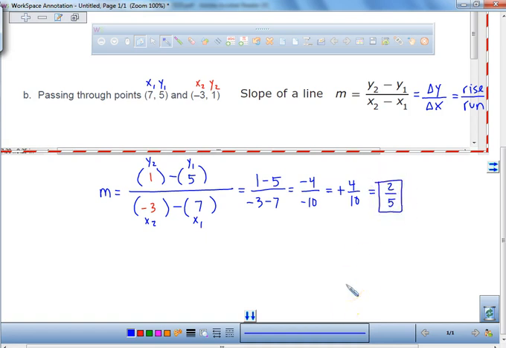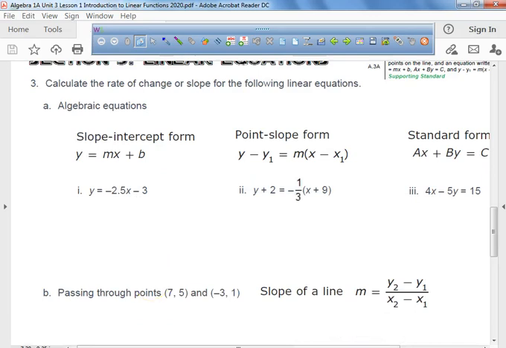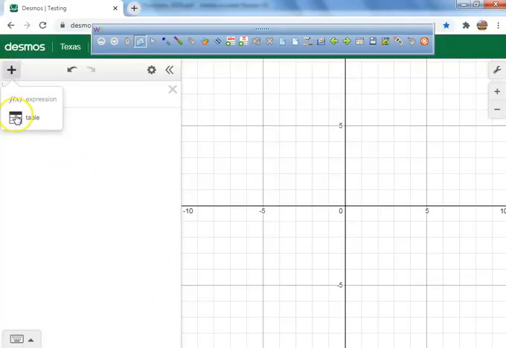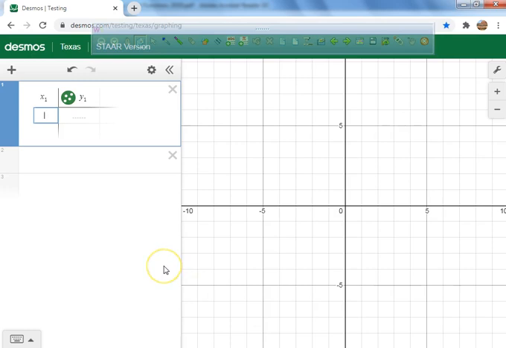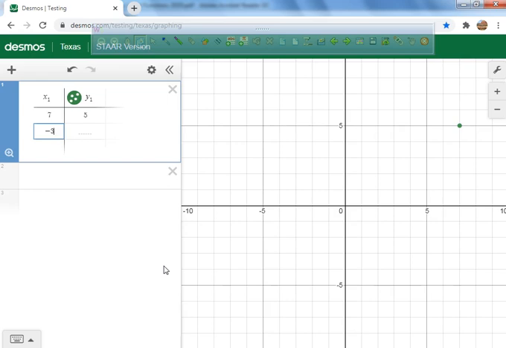Now, here's what I'd like you guys to do. In Desmos, right now, participate. Be a part of the process here. I want you to put a 7 and a 5 and a negative 3 and a 1 into Desmos. So we're hitting the little table. And what was one of our ordered pairs? 7 and 5 and negative 3 and 1. Now check this out, guys. Do you see how when we do it in Desmos the points just pop up right on the screen?